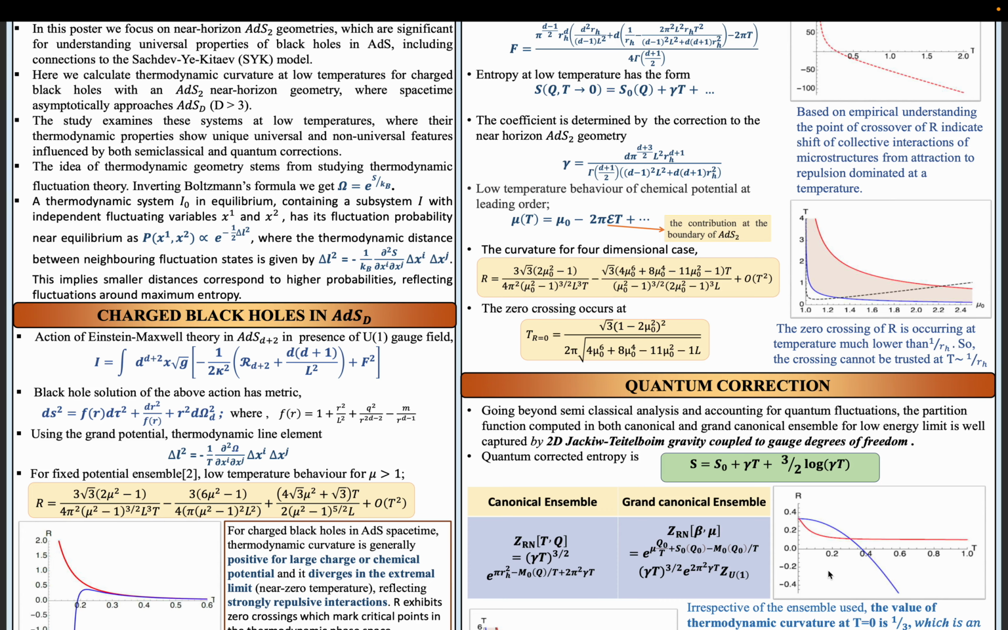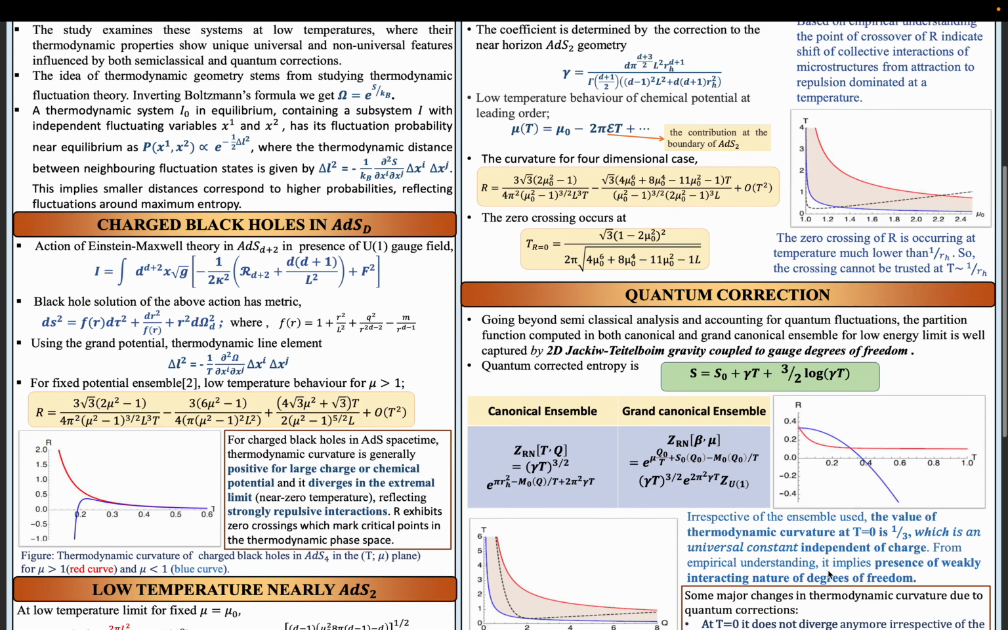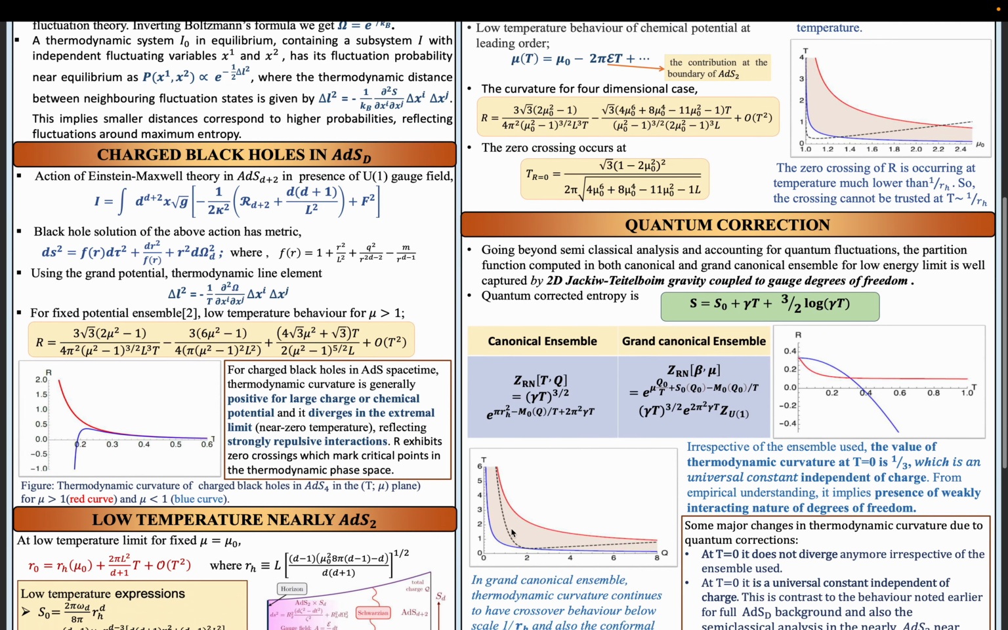If we try to find the crossover point now, it falls precisely on this shaded region, which is the Schwarzian region. So the idea empirically is that it captures the shift from an attraction to a repulsion dominated theory. I hope you enjoyed my poster.